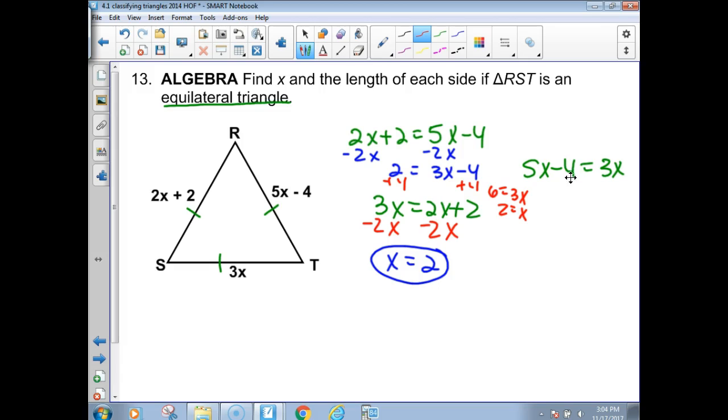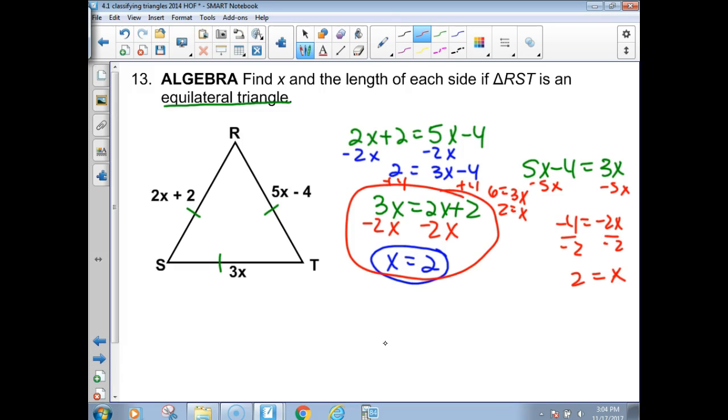Okay, in this one it even gives it to you, but you have to do even more work because you have to subtract 5x, and you'd get negative 4 equals negative 2x, and you divide by negative 2, and you'd still get positive 2. But lots more chances for mistakes with these two. So this was actually the easiest way to solve it. So pick whatever looks easiest to you because they're all equal.